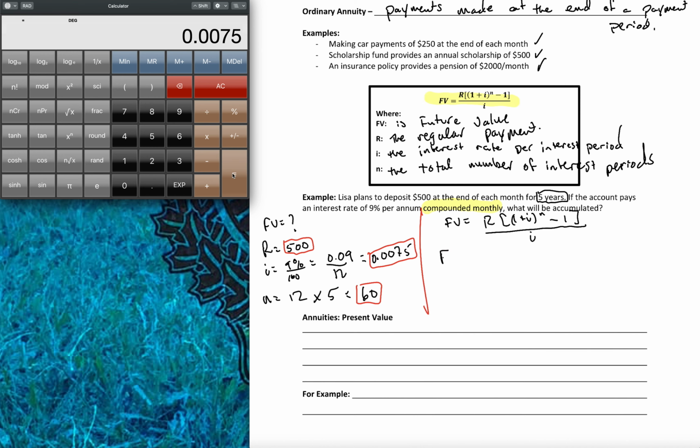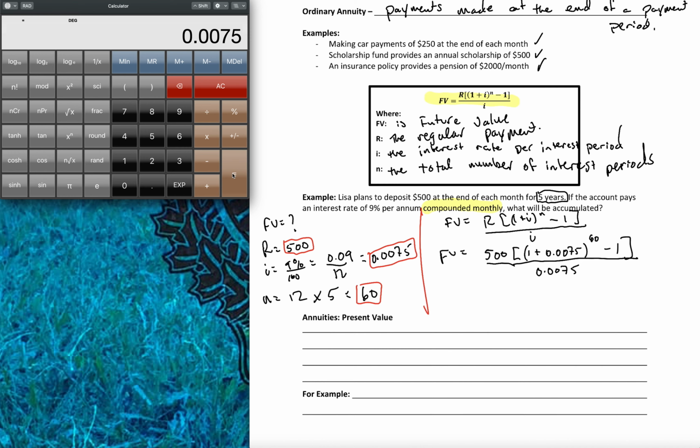Okay. So the future value is going to be equal to 500 multiplied by 1 plus 0.0075 to the power of 60 minus 1. Okay, you got to do all of that, and then you got to divide everything by the I value, which was 0.0075. Okay, so let's do what's inside the square brackets first, and then even before we do that, we got to do what's inside the round brackets, and then apply the round bracket answer to the power of 60.